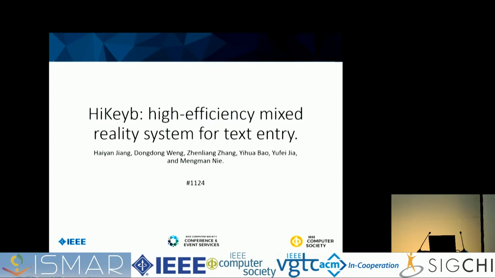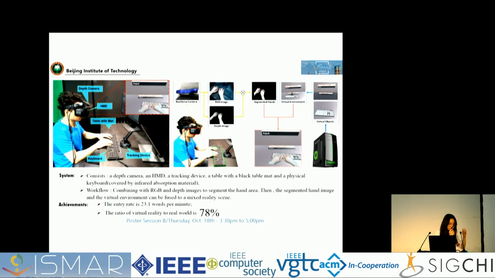Hello, I'm Daniel again, and this time we proposed a typing system. This system consists of a depth camera, an HMD, a tracking device, a table with a black table mat, and a physical keyboard covered by infrared absorption material.